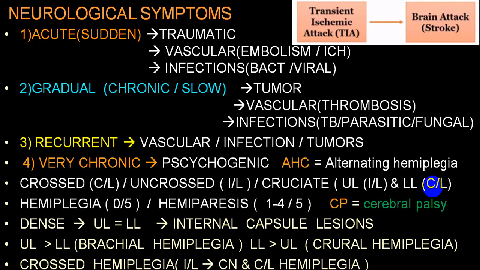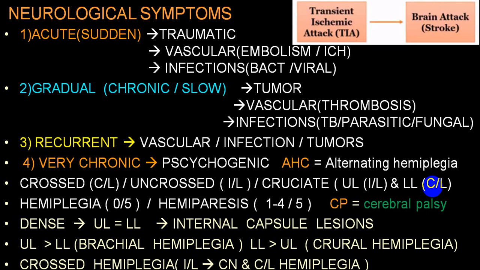Now if there is damage in the internal capsule, we'll come across a dense hemiplegia along with crossed hemisensory loss. This hemiplegia will be affecting the opposite side of the body. We'll have opposite side homonymous hemianopia. And also we'll have bilateral auditory involvement because of damage in the internal capsule, because all those fibers are very compact in the internal capsule.